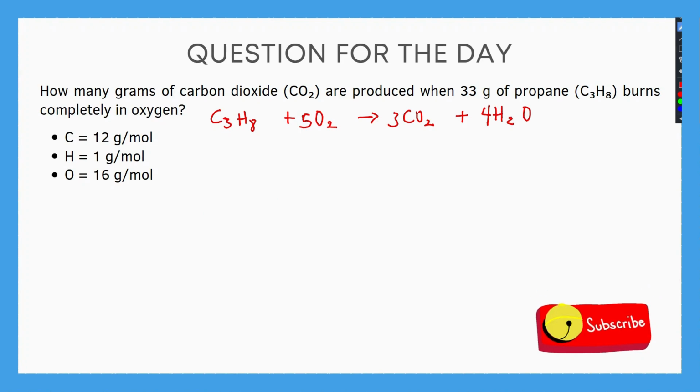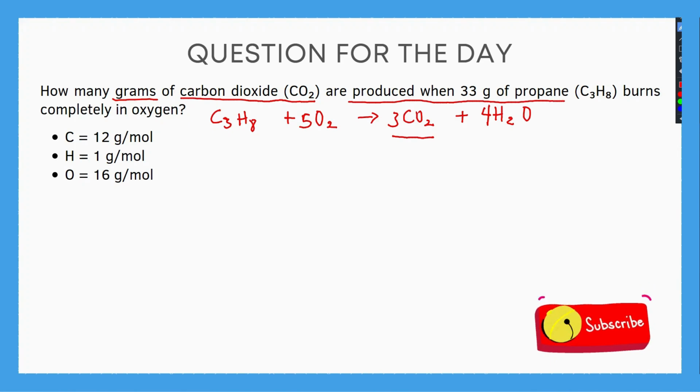Now, from the question, we were asked how many grams of carbon dioxide. So the first thing they are telling us to focus on is carbon dioxide. Carbon dioxide is over here. How many grams of carbon dioxide are produced when 33 grams of propane burns?